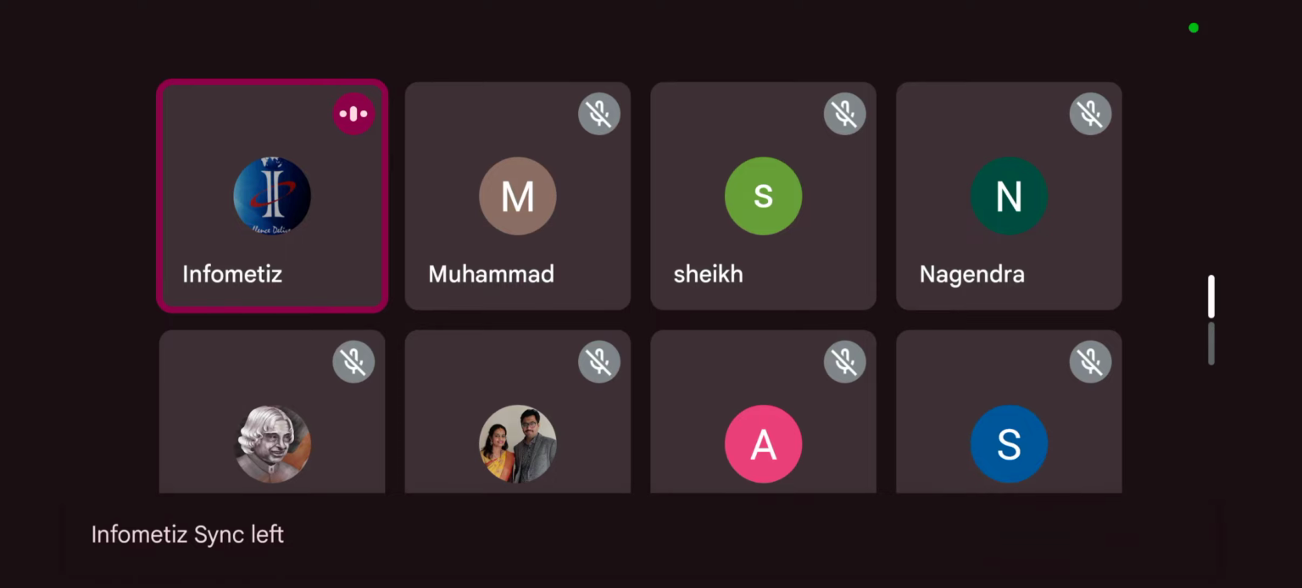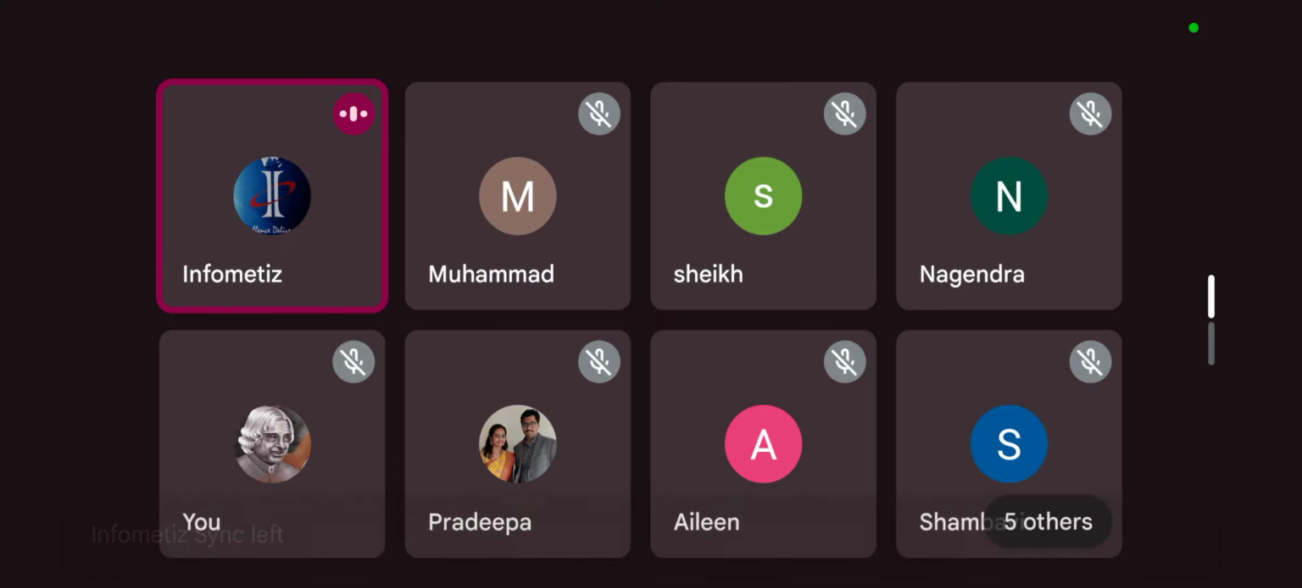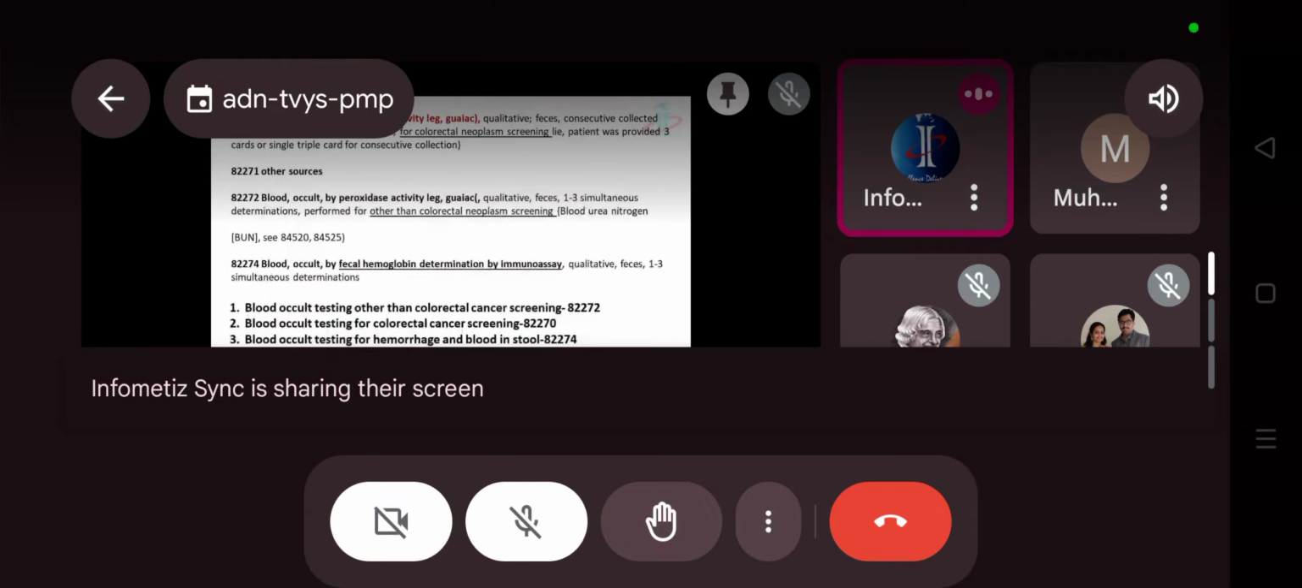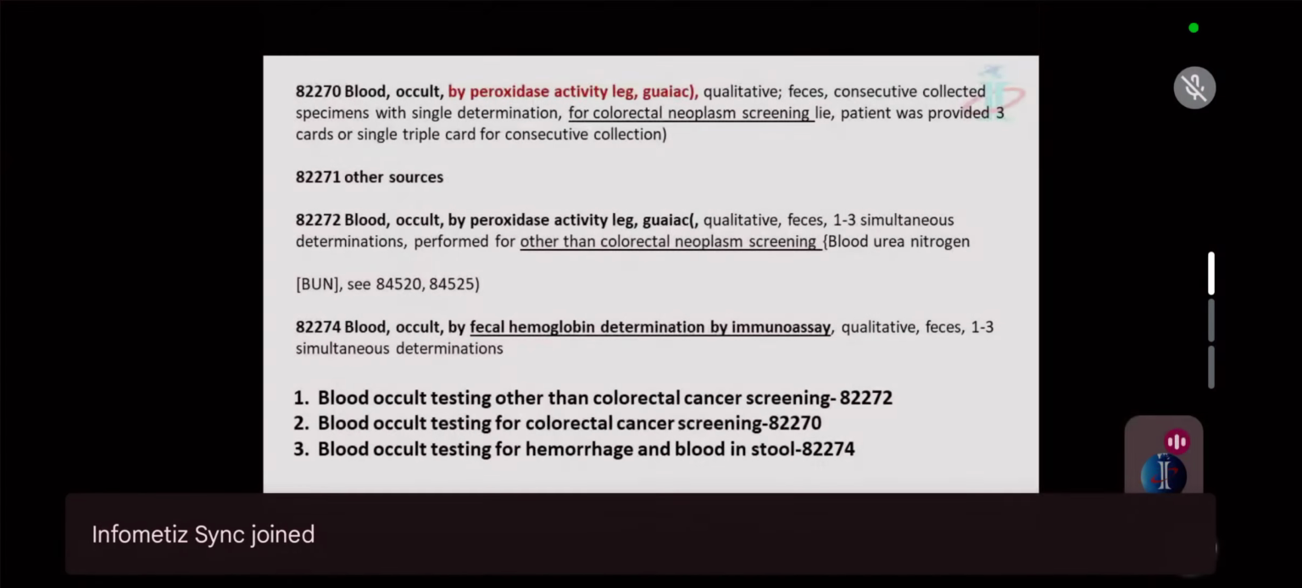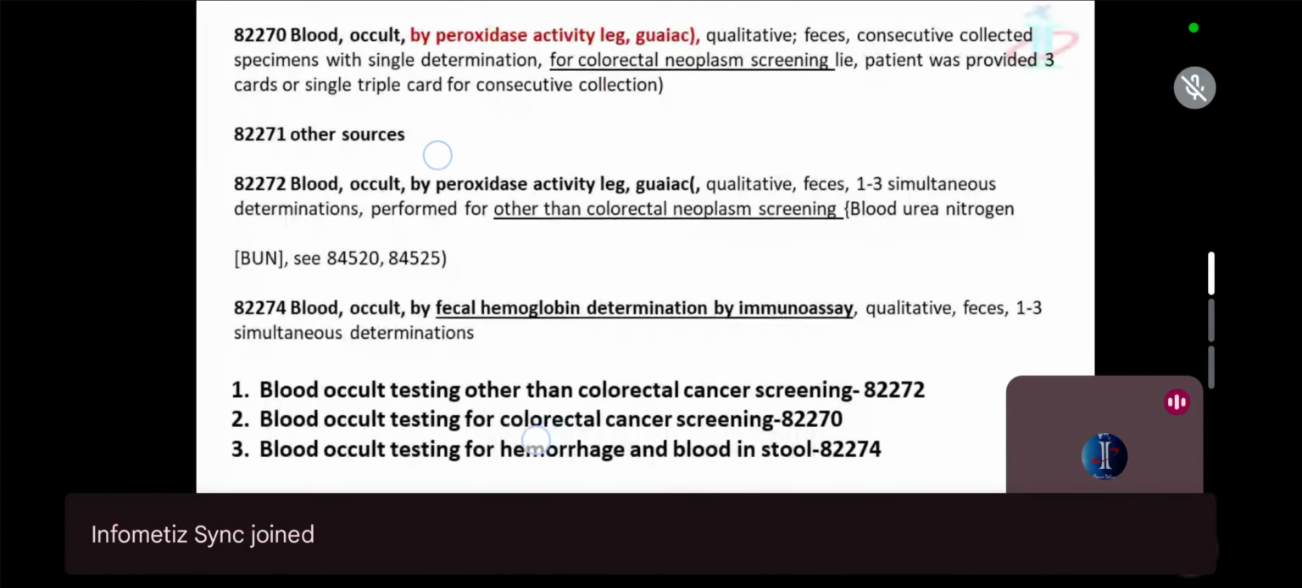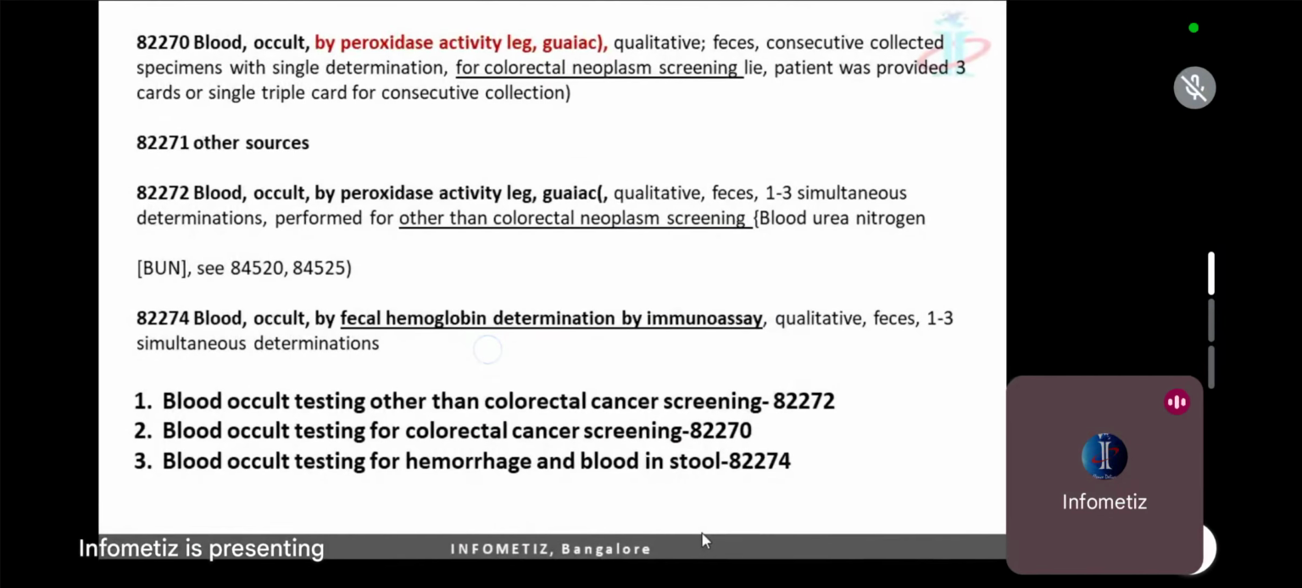Wait, I'll share my screen. We are performing 82270, blood, occult, by peroxidase activity, as a procedure. How are we testing this? Qualitative, in feces, which is stool, for colorectal neoplasm screening. So highlight: by peroxidase activity, stool means feces, and for colorectal neoplasm screening.